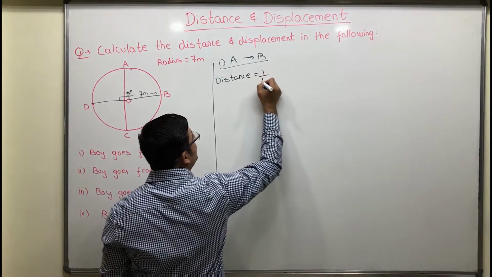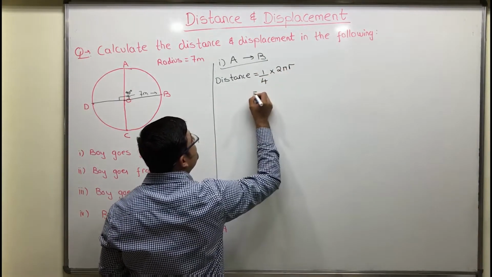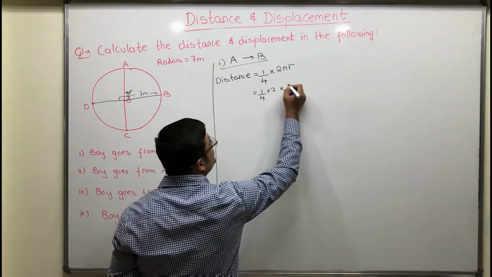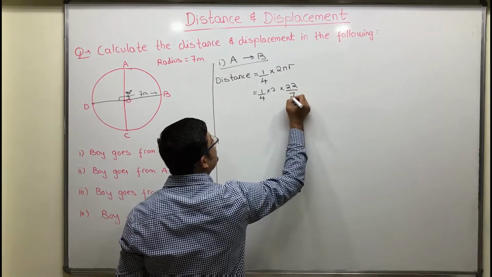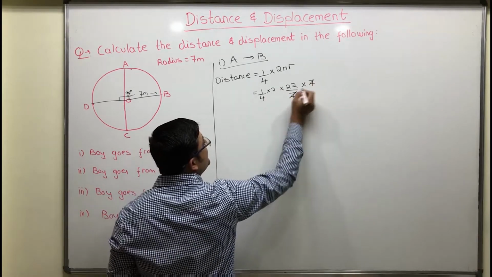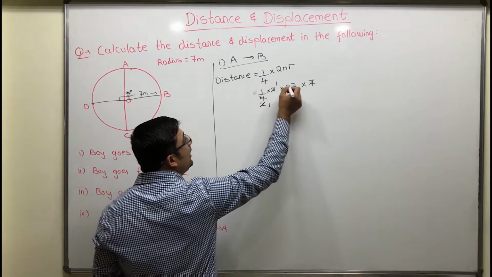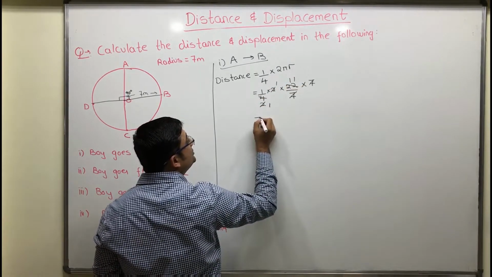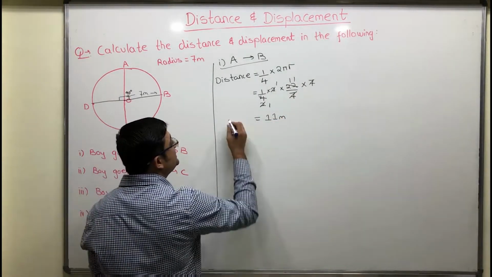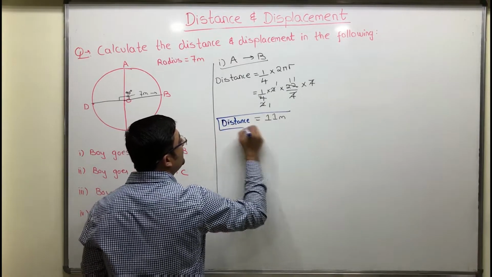So it is 1/4 into what is the circumference of a circle? 2 pi r. Is this clear? So let's plug in the values. 1/4 into 2 into, because radius is a multiple of 7, I'll take pi as 22/7 into 7. I repeat, 1/4, 2 pi r. 7, 7 cancel. 2 divided by 2, 1. 4 divided by 2, 2. 2 divided by 2, 1. 22 divided by 2, 11. So we get the answer as 11 meters. That means the distance traveled is 11 meters. So I'll write down over here, distance is equal to 11 meters.